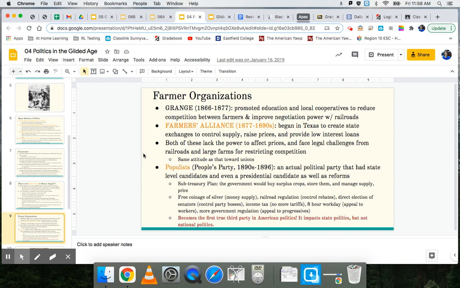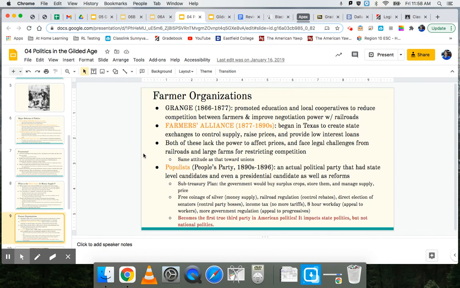They talk about loosening up the money supply, particularly with the idea of the coinage of silver. Part of that is going to be because there's several silver strikes in the West, and so they feel like silver is plentiful. They propose railroad regulation, much more regulation than what the Interstate Commerce Commission had suggested. So they're trying to strengthen that. They want direct election of senators. They want to eliminate the party machine by having senators accountable to the people.